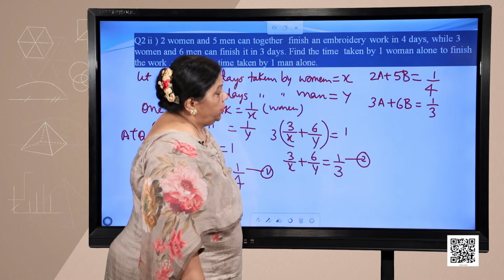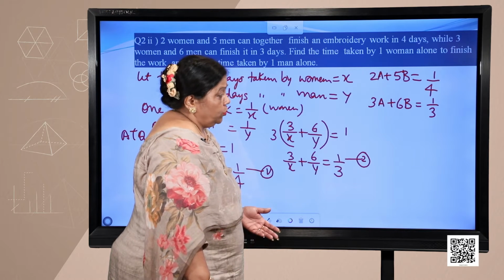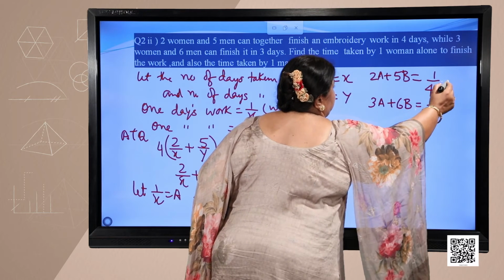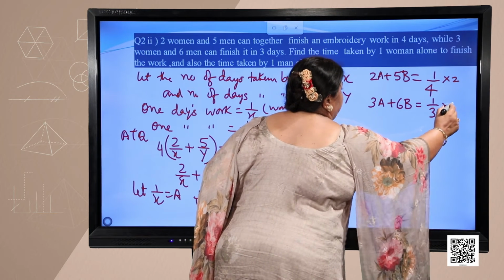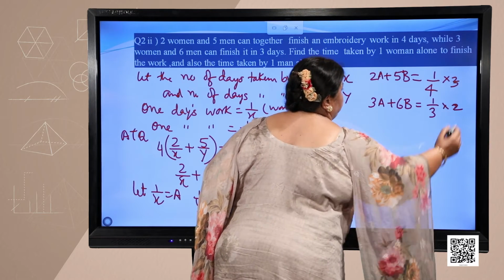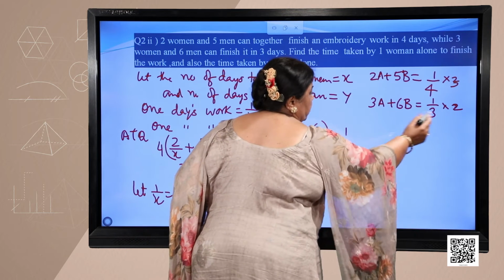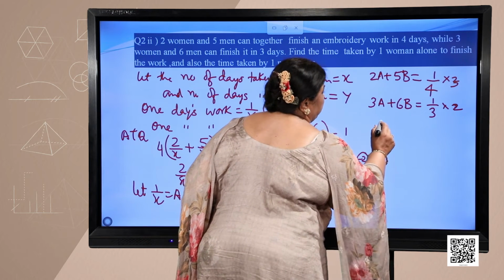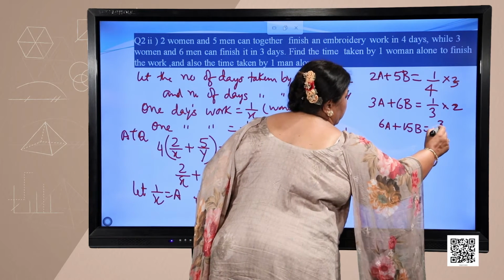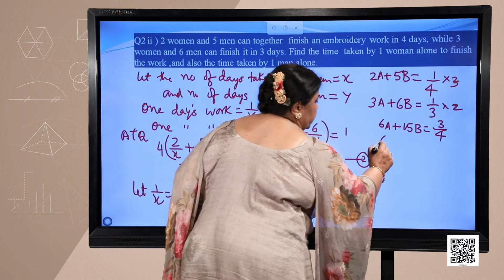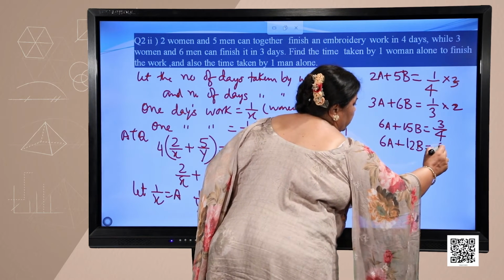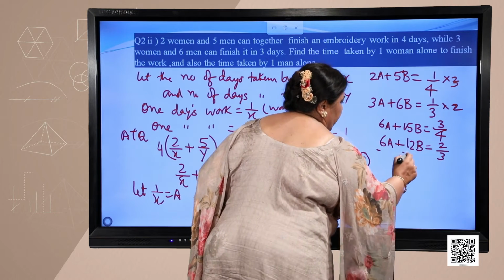Is it clear? So, here we can use any method. Let me use here, if I multiply the first equation by 3 and the second by 2. Why? 2 3s are 6 and here also I will get 6. So, I get here 6a plus 15b is equal to 3 upon 4 and 6a plus 12b is equal to 2 upon 3. Same sign, we subtract.